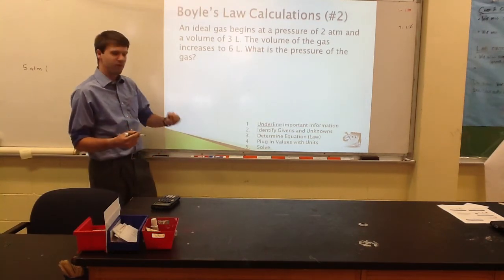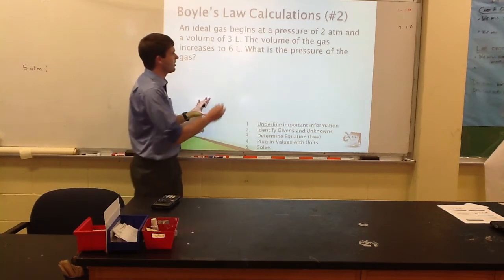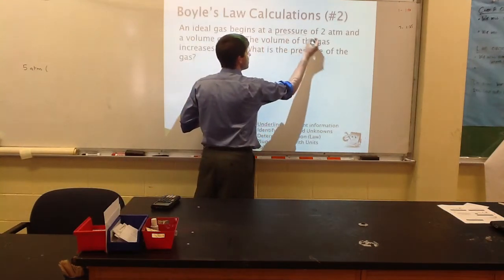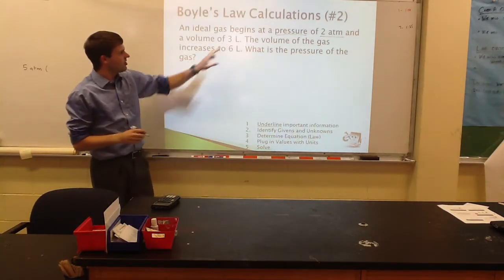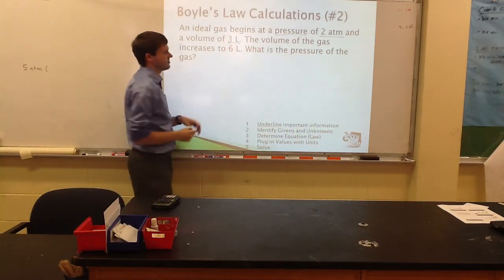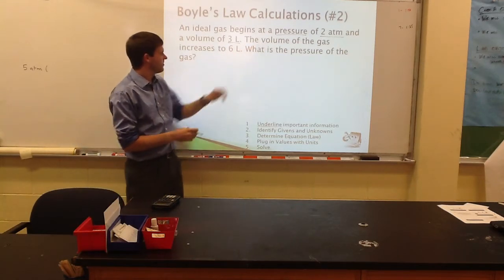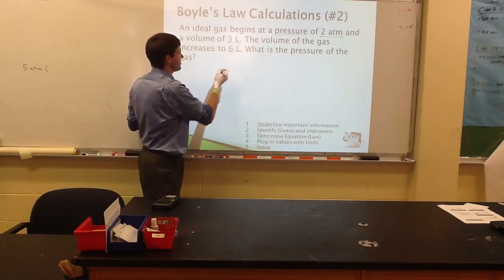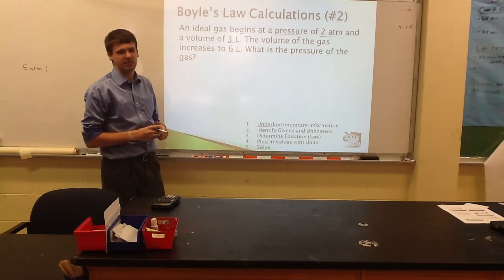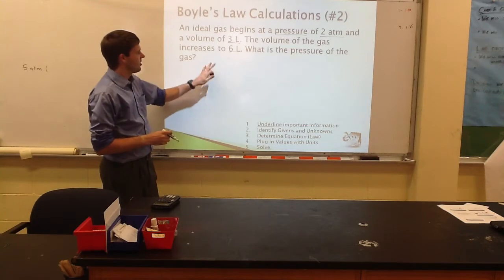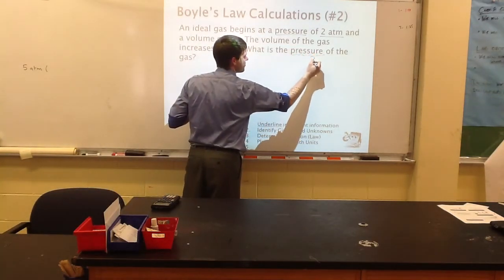So as we said before, we're going to underline our important information. We said it begins at a pressure of 2 atm and a volume of 3 liters. We also see a new volume of 6 liters indicated by the keyword increases. It could have also said decreases. We're going to then try to find a new pressure. This will be our unknown.